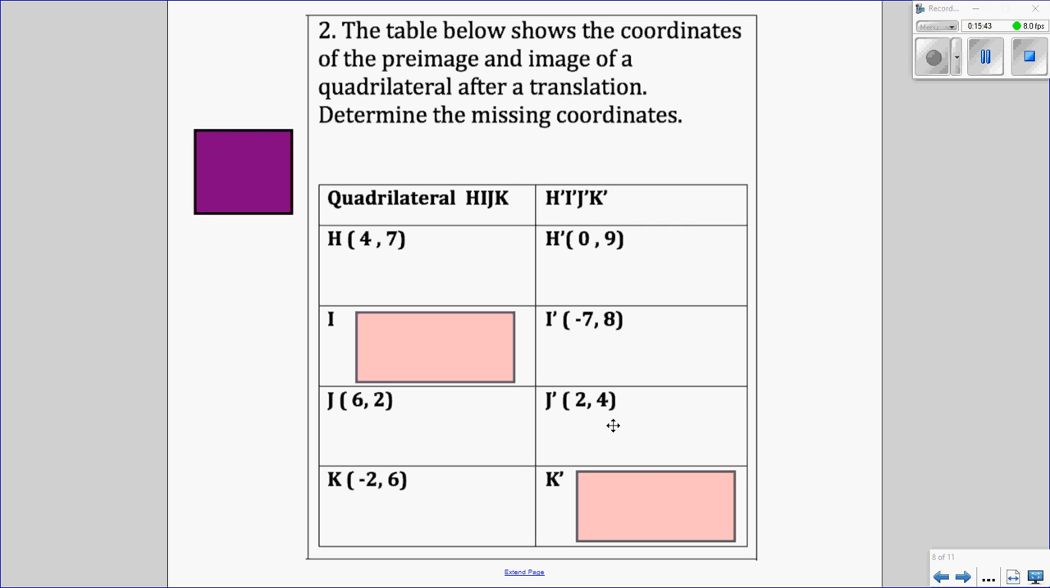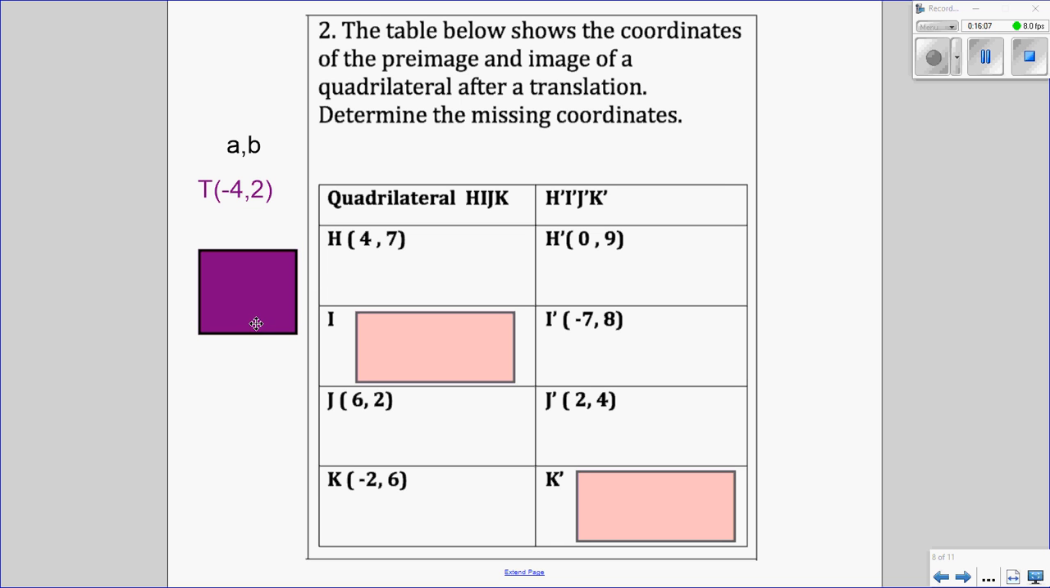Okay, we just have another example. Let's look at H and see what's happening from 4 to 0 and then 7 to 9. From 4 to 0, what did we do? It seems like we subtracted 4. And from 7 to 9, we added 2. Let's see if that works with this one. 6 to 2, yeah, we subtracted 4. 2 to 4, we added 2. So there's our translation.